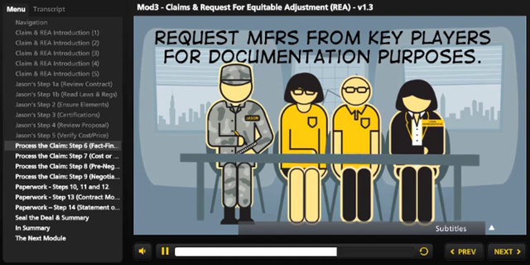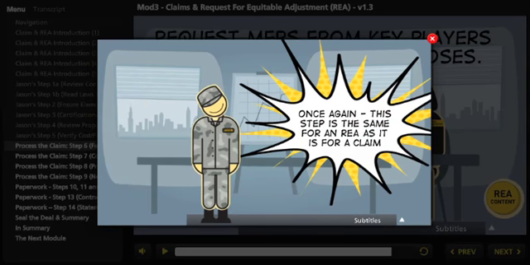Jason also addresses that this was an unauthorized commitment and reiterates that the contracting officer is the only person authorized to make any changes to the contract or obligate government funds. He and his supervisor will handle the unauthorized commitment issue separately. This step is the same for an REA as it is for a claim.